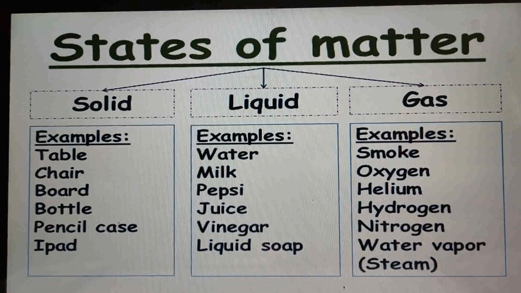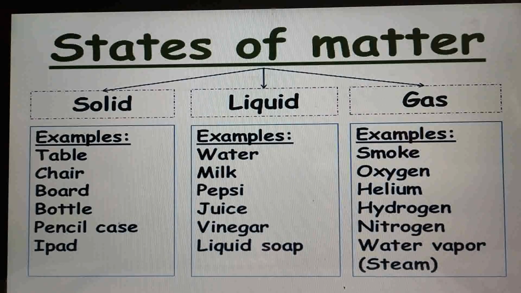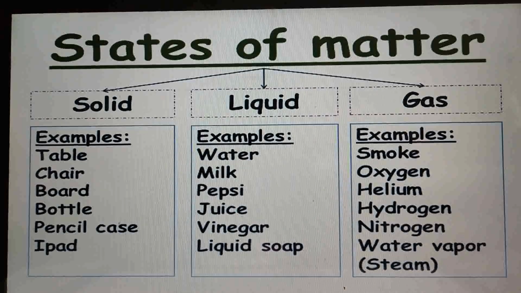So, here are a few examples of different states of matter. I hope it is clear to you. Gases include smoke, oxygen, air, steam, water vapors, etc.